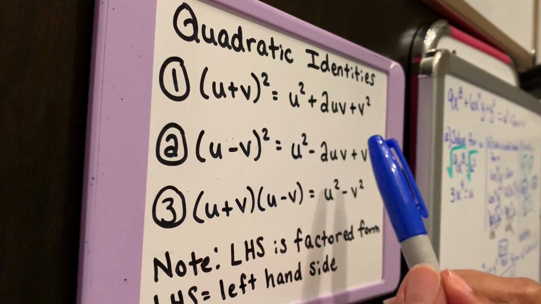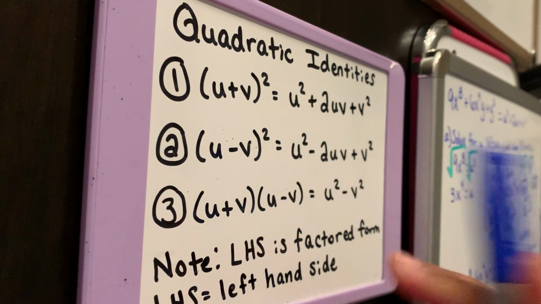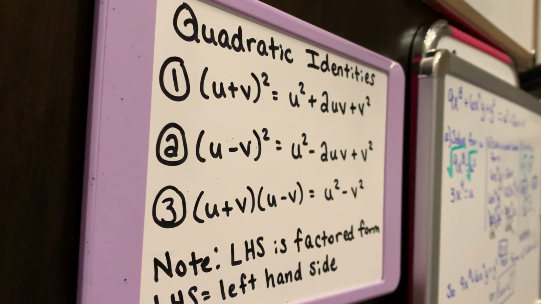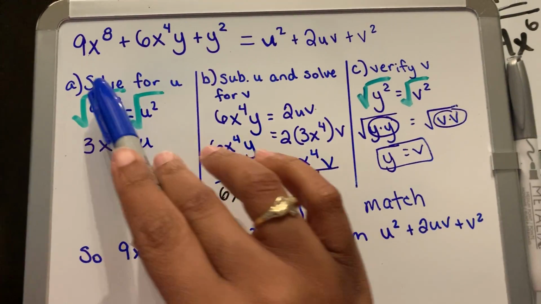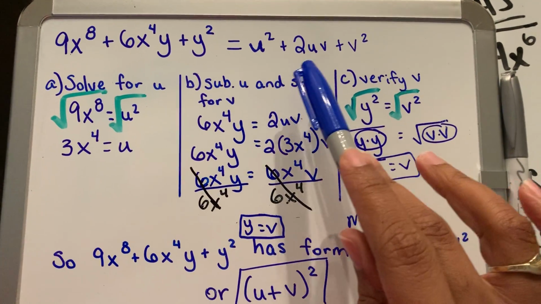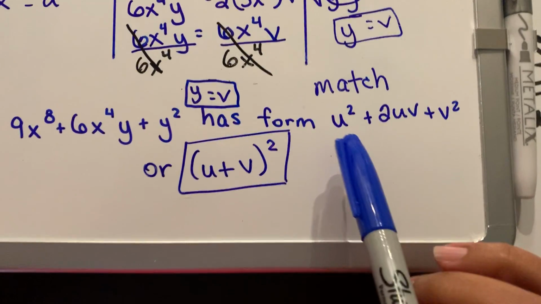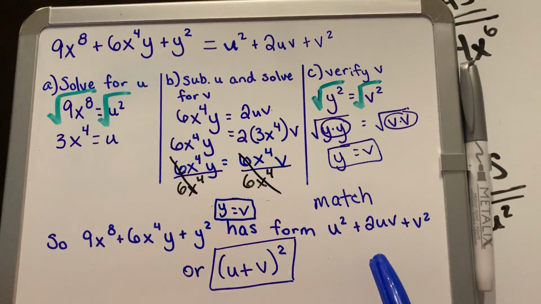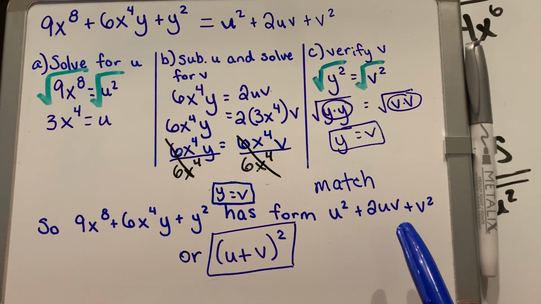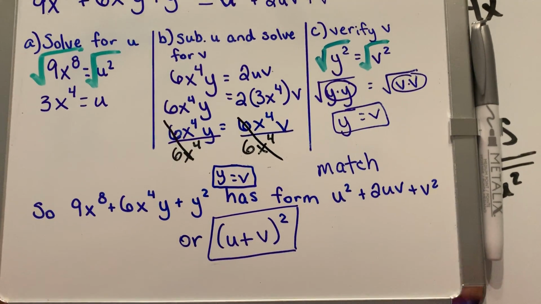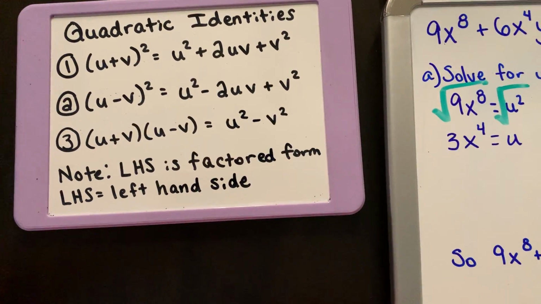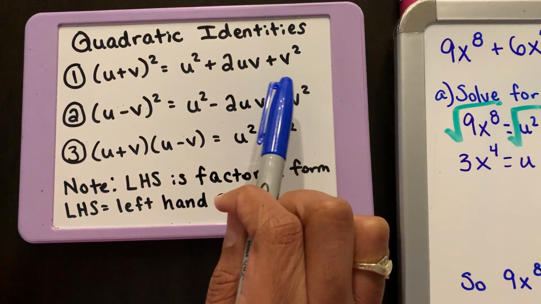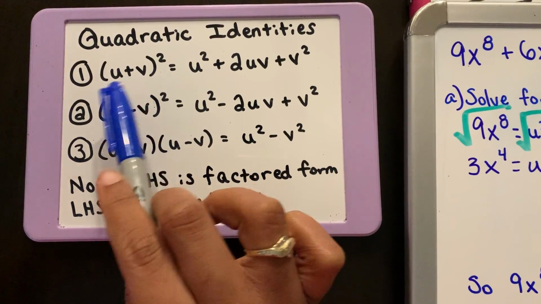All right, so we did look at these 3 quadratic identities, and we were trying to figure out which one the first problem would fit. So here's the problem we did for problem 1 in Khan Academy. We said that this problem had the form u squared plus 2uv plus v squared. That's what we did in the video before this one. And I do want to note that that's the same as (u plus v) squared. That's the whole reason we have these identities. You see here, u squared plus 2uv plus v squared is the same as (u plus v) all squared.